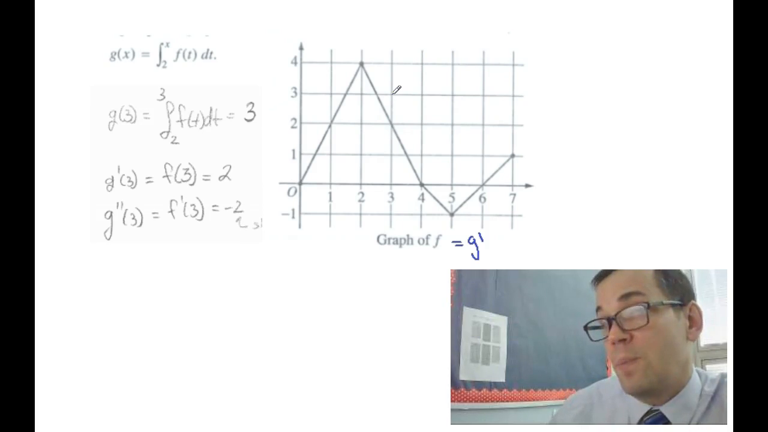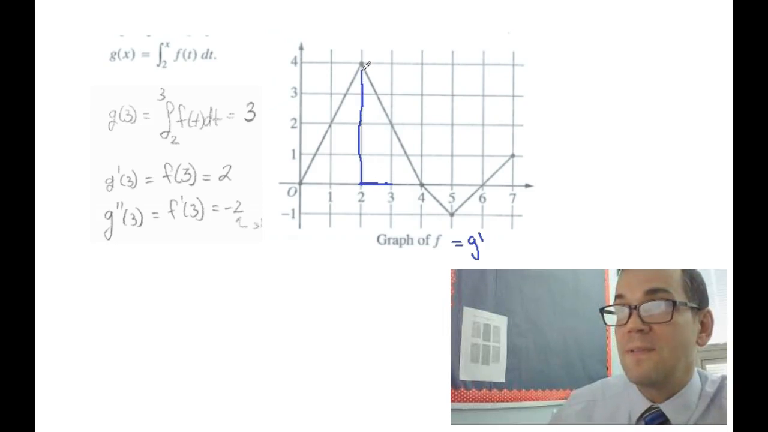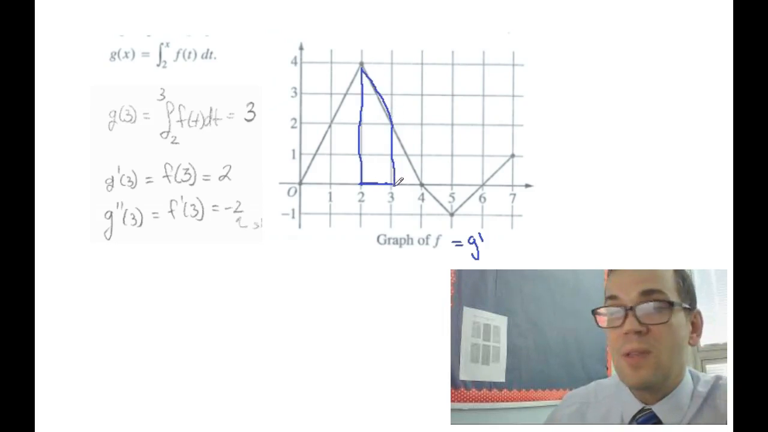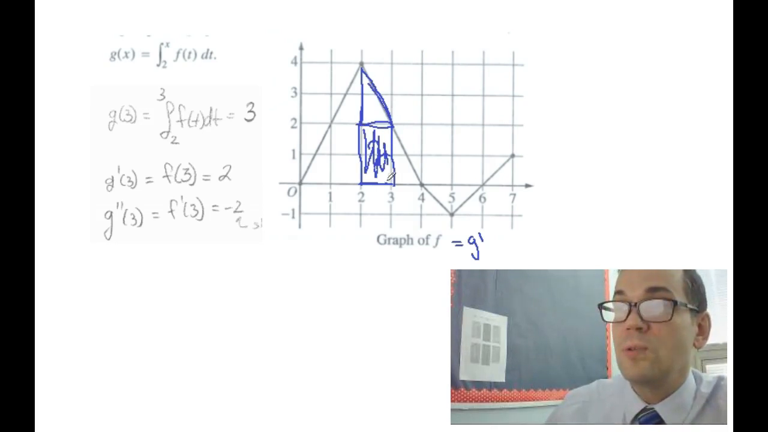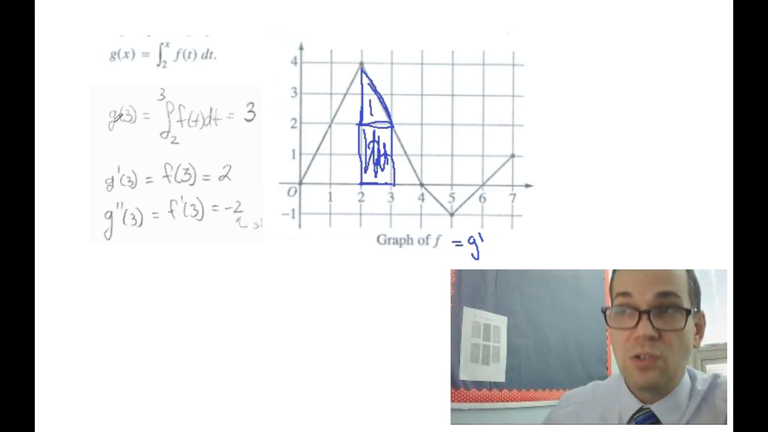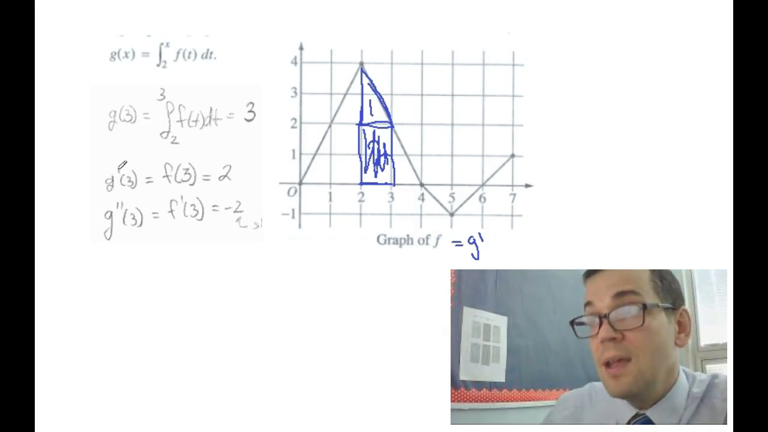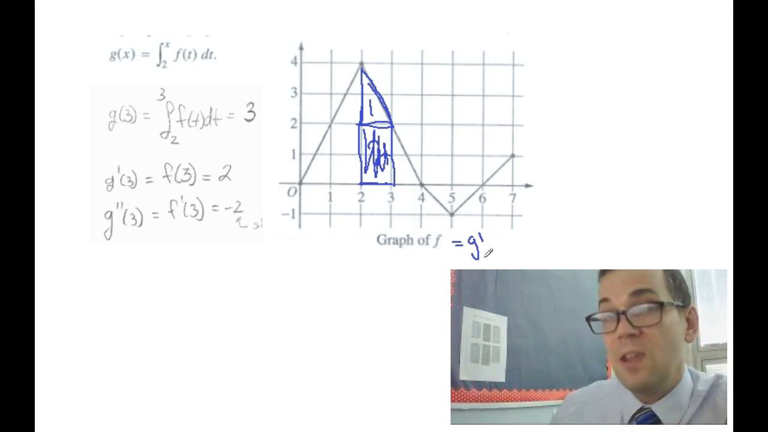At this point, I'll interpret that integral as an area, and I'll find the area under the curve as x travels from 2 to 3. So I'm going to basically find this area. However you want to do that, feel free. Some people like to just go ahead and say this is a rectangle of area 2, this is a triangle whose area is 1, therefore the integral from 2 to 3 is 3, so g of 3 is going to equal 3.